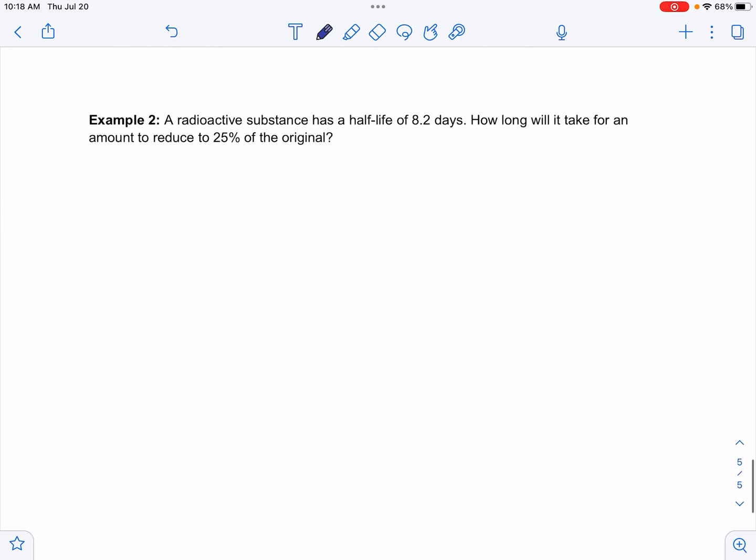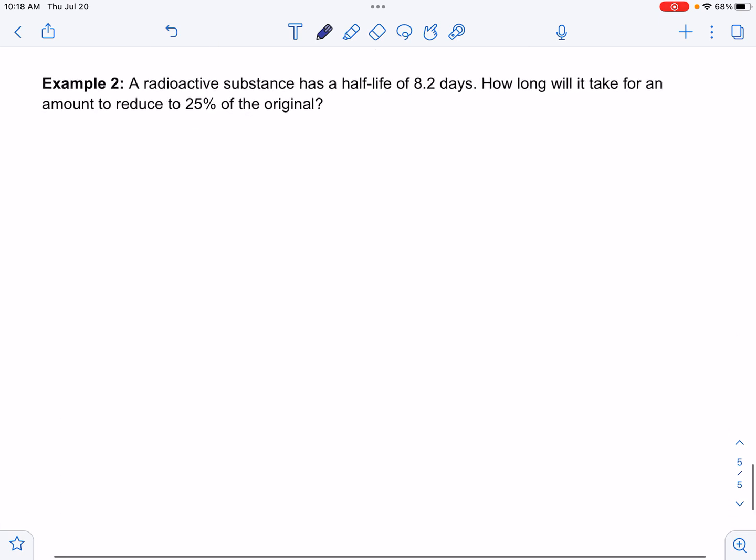All right, our second and last example for today. A radioactive substance has a half-life of 8.2 days. How long will it take for an amount to reach 25% of the original? The question literally says half-life in it, so I know I'm working with the half-life formula. A_L is equal to A_O times (1/2)^(t/n). I need to figure out what all of these things are.